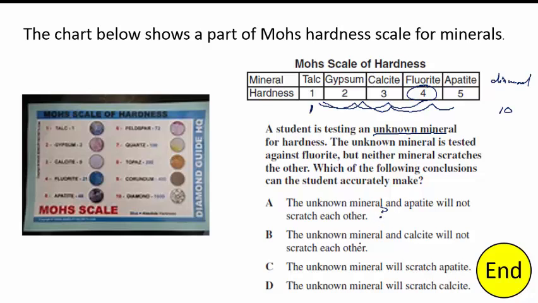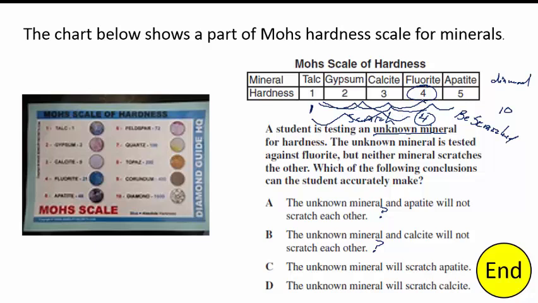That's questionable. I don't think so. Unknown mineral and calcite. Well, that's similar. Where we're going with the answer here, the assumption is the unknown mineral must be a hardness of 4, meaning it could scratch 3s, 2s, and 1s, or be scratched by a 5. I'm going to write that down. It could be scratched by a 5, or it could scratch one of these 3.